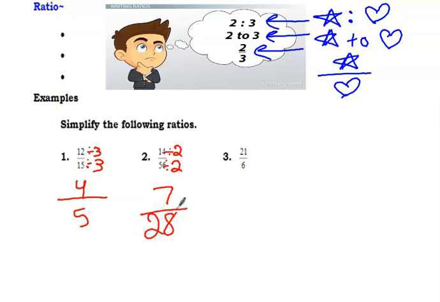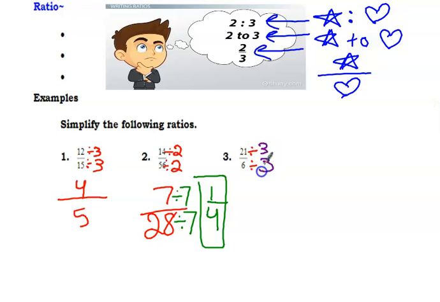From here, well, 7 is not even. What else can I take out? Well, let's take out a 7. So 7 divided by 7 is 1. 28 divided by 7 is 4. Show your work so you know what you're doing. If you just put the answer down, how did you get there?